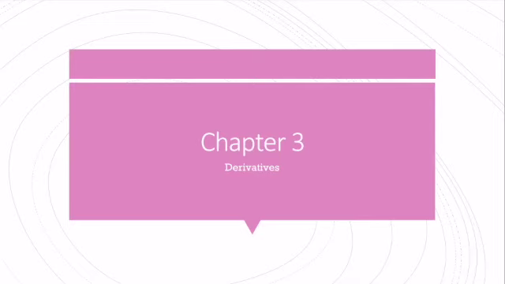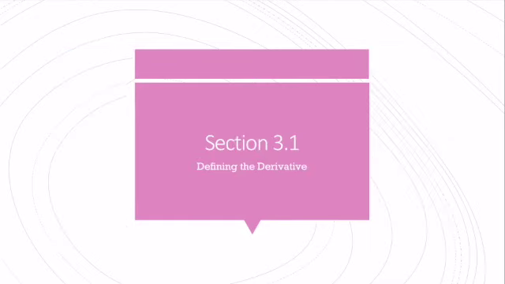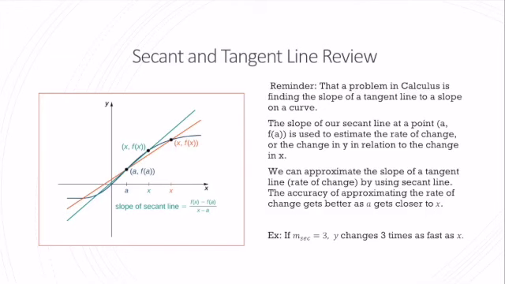Chapter 3 is all about derivatives. So the first thing I want us to do is define what a derivative is. So let's go back. A reminder that a big problem in calculus is finding the slope of a tangent line to a curve.